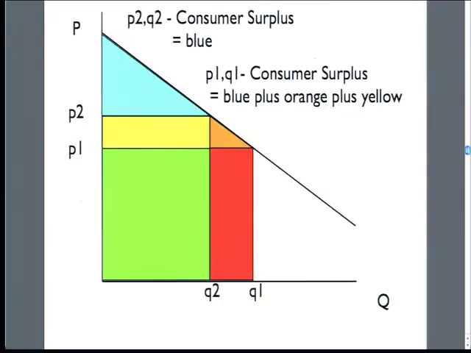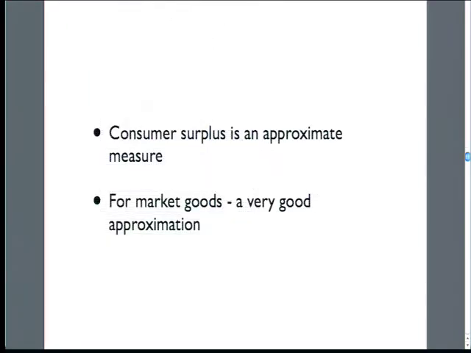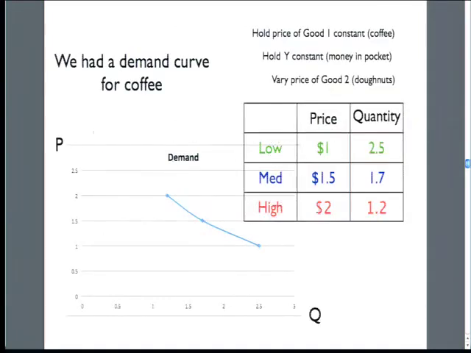So let's think about this in terms of, here it is done in color, which is nicer. That's the same thing that I just did. So we have our consumer surplus. It's an approximate measure of the change in welfare, but we will say it's a pretty good approximation. We can look through the demand curves that we have to try and make this intuitive.